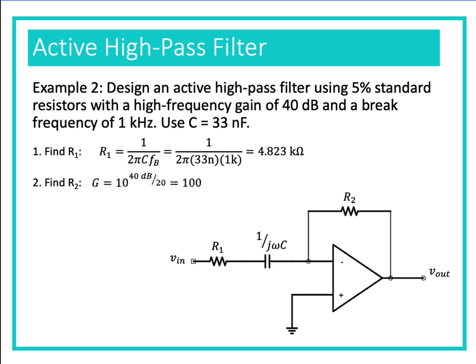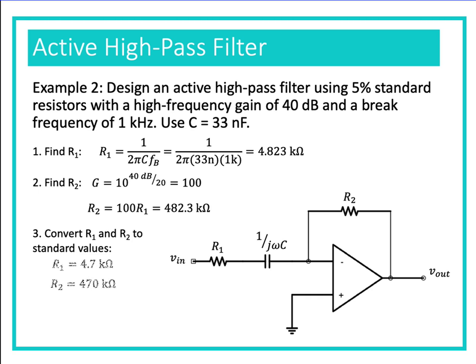The gain value this time is 10 to the 40 dB over 20, which would be 10 squared or 100. So R2 is going to be 100 times R1, which gives us 482.3 kiloohms. We then convert R1 and R2 to standard values, and the closest values we can get to those are 4.7 kiloohms and 470 kiloohms. And then we test the circuit.